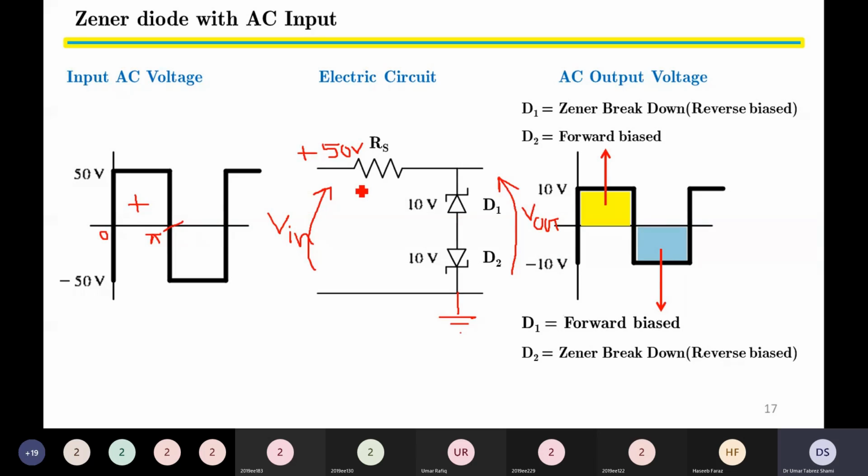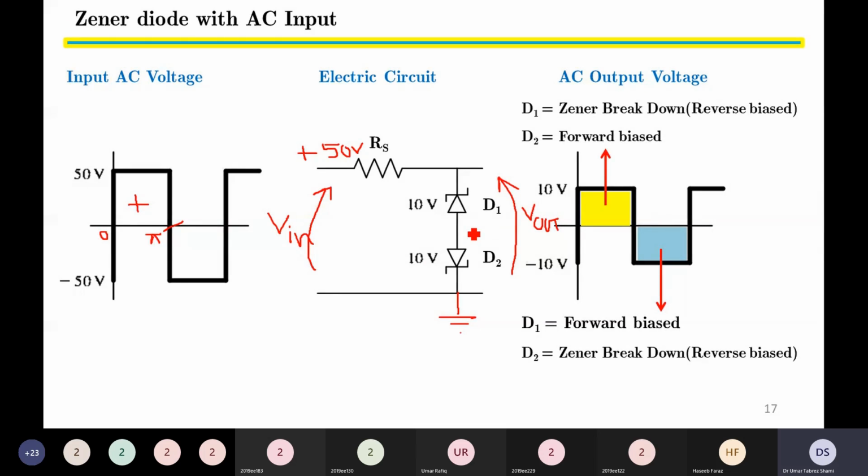The diode D1 will experience breakdown because the Zener breakdown voltage of D1 is 10 volts, whereas diode D2 will experience forward bias. And yes, we are assuming that Zener diodes D1 and D2 both are ideal. That is, when they are forward biased, they will create 0 volts, and when they are reverse biased or experiencing Zener voltage breakdown, the voltage will be equal to the respective Zener breakdown voltage.